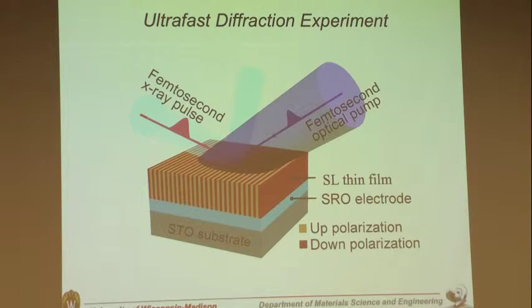They can do the same experiment, and we'll now just take this superlattice thin film and the strontium ruthenate electrode that it sits on. This becomes important in just a second. We'll have the femtosecond X-ray pulse, and we'll have a femtosecond optical pulse. And now it really does matter that we have a femtosecond optical pulse, because we have to synchronize it. So let's see what it looks like.